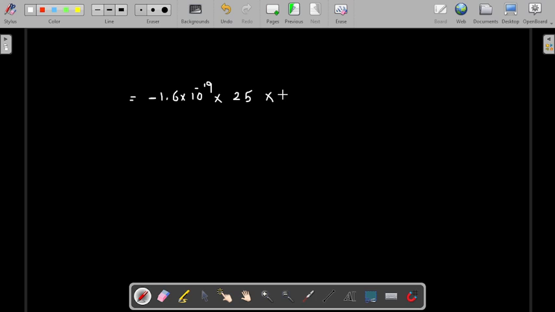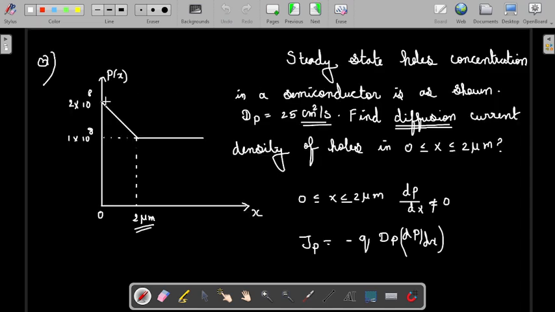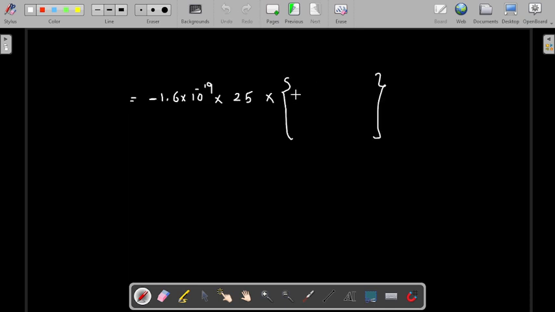Let's keep the 25 as it is, and here we have to check the difference, dp by dx. We can check dp by dx by going from the higher point to the lower point. So dp by dx is 2 into 10 power 8, the higher value, minus 1 into 10 power 8, divided by 0 minus 2 micrometer. That can be converted into centimeter by adding 10 power minus 4 from meter to centimeter, multiplying by 100, so that becomes 2 into 10 power minus 4.